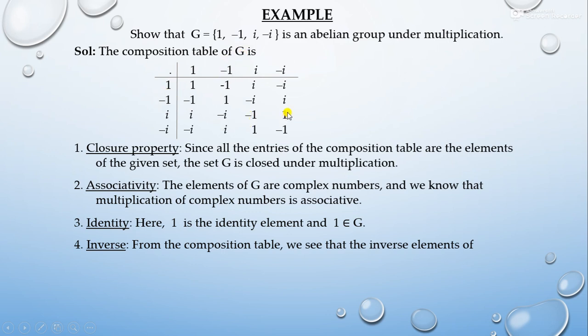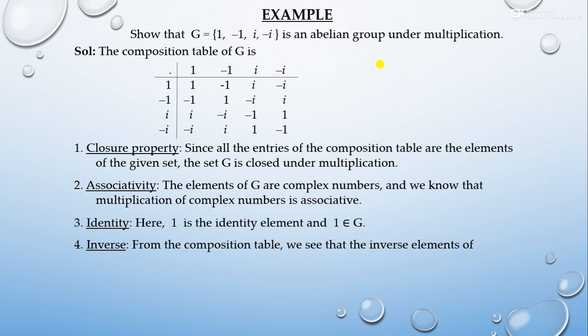Now here see, 1 is here. It means that when you multiply iota with minus iota, you will get 1. It means that the inverse of iota is minus iota.